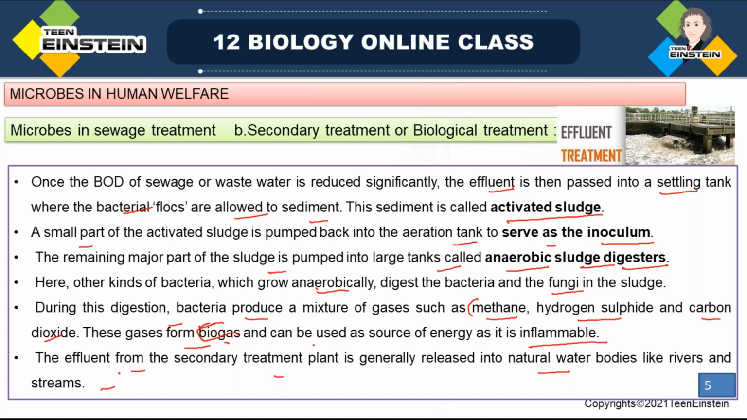And the production of biogas is taking place, which is inflammable, that is working as a source of energy. Okay, then after all this process, that effluent which is produced after the secondary treatment is released into natural water bodies. Natural water bodies in the sense streams and rivers. Okay, so that is the primary and secondary treatment of sewage treatment.